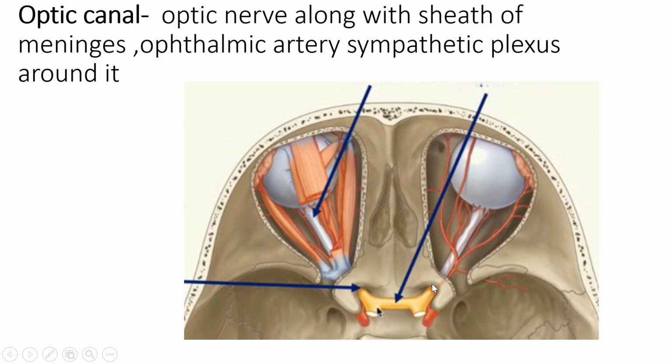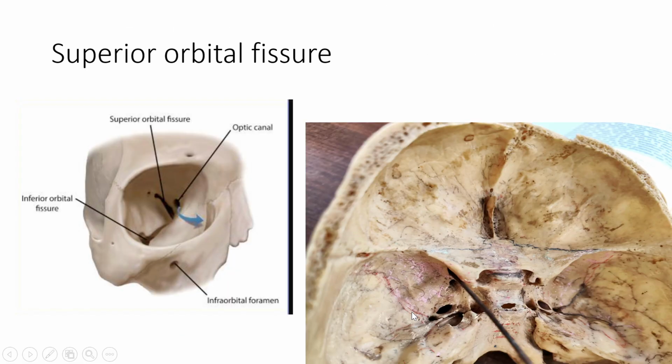This is the optic canal, which is formed between the lesser wing and the body of the sphenoid. You will see the optic nerve passing through to reach the eyeball, and this is the ophthalmic artery, which is a branch of the internal carotid artery. Here it is lying inferolateral to the optic nerve, and the ophthalmic artery will also be carrying a sympathetic plexus around it, and the optic nerve will be covered by meninges.